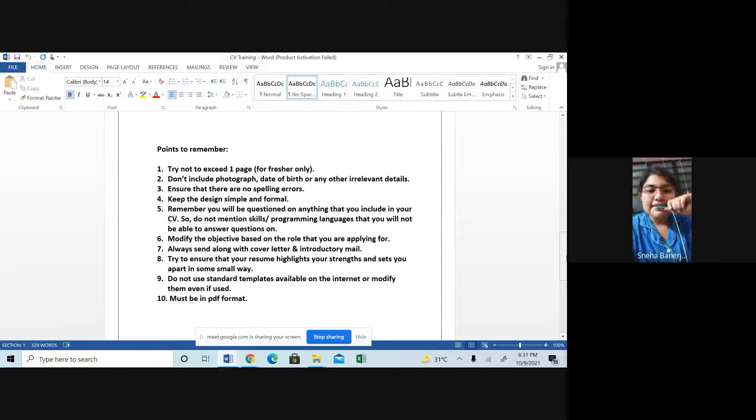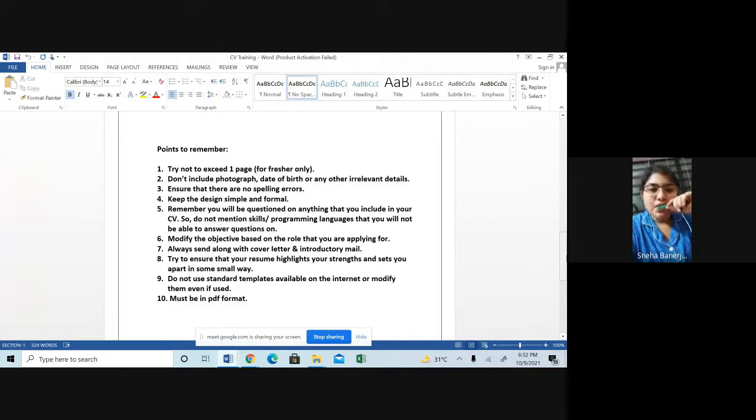The next is remember that you can be questioned on anything that you include. So do not mention skills and programming languages that you're not confident about. This is the reason I had asked you to mention beginner, intermediate, or advanced beside your programming languages, because that ensures that there is nothing which will be out of your knowledge domain.